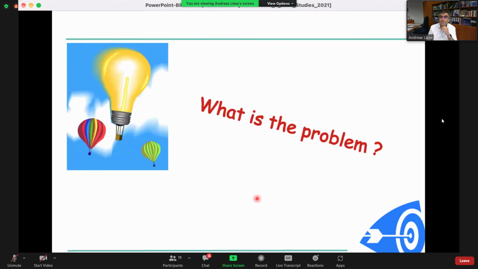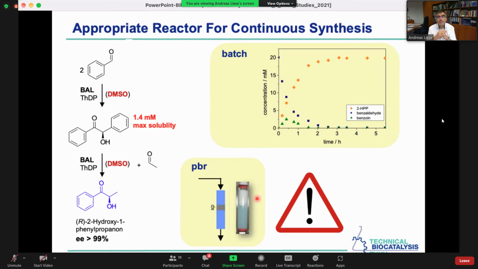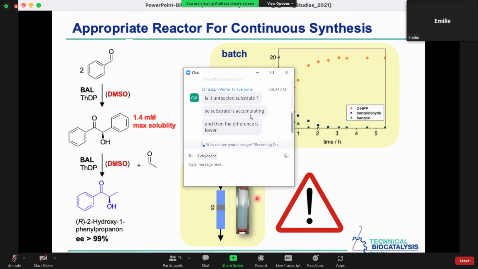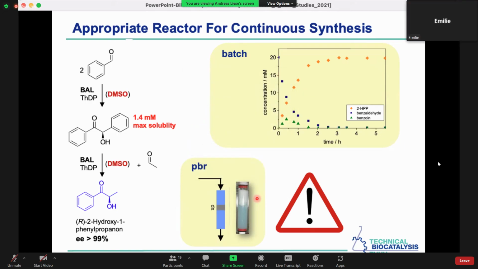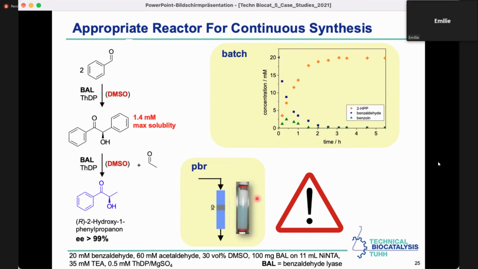What is the problem? Any idea? The answer you have on this transparency. Accumulation of the intermediate. Where and why? In the start of the column, because that's where we have a high concentration. This is the first product that will be formed, and it has a maximum solubility that is quite low.